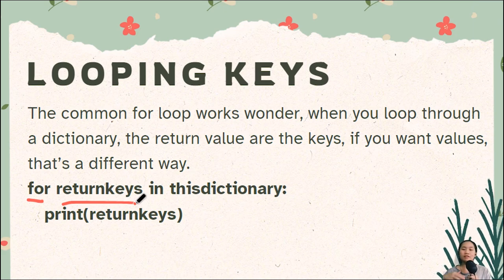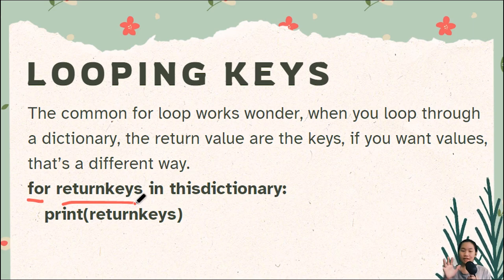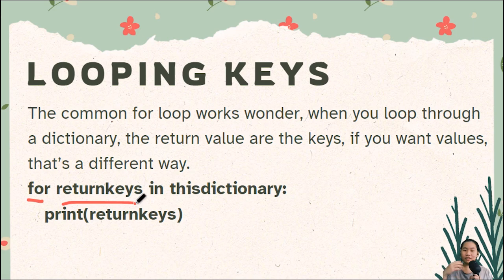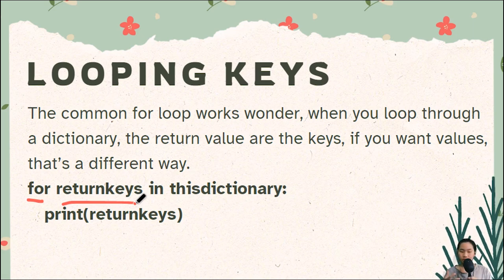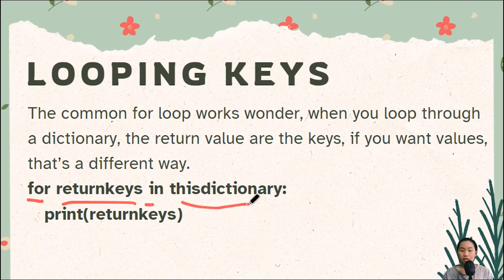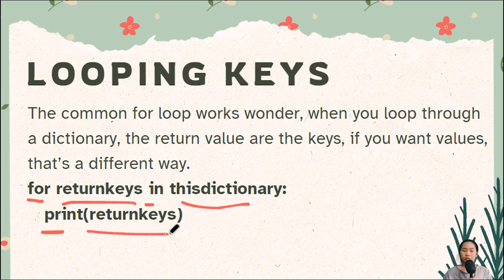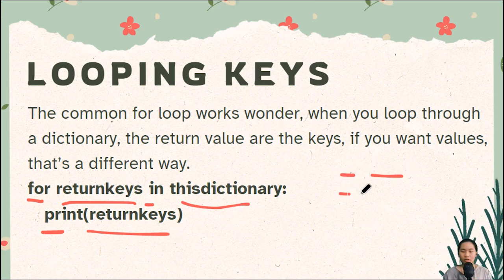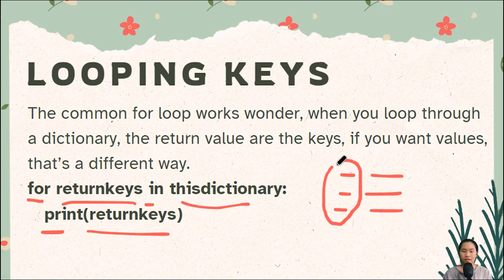Return keys, once again, this is just a placeholder. You can name this as anything: X, Y, Z, values, result. For example, I'm just putting in return key so it's easier to understand. In this dictionary, let's just pretend that we have a dictionary named this dictionary. Print return keys, all right? So in this dictionary, whatever key and value pairs you have, it'll only give you back the keys.